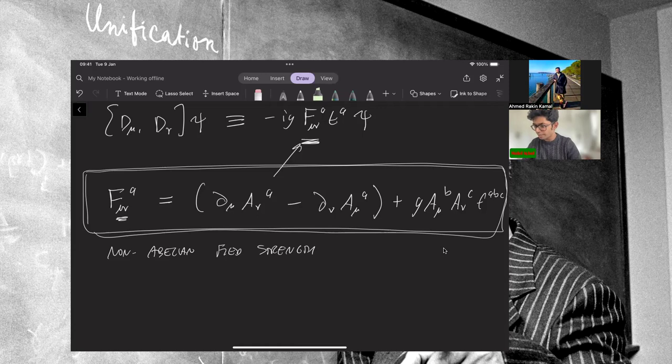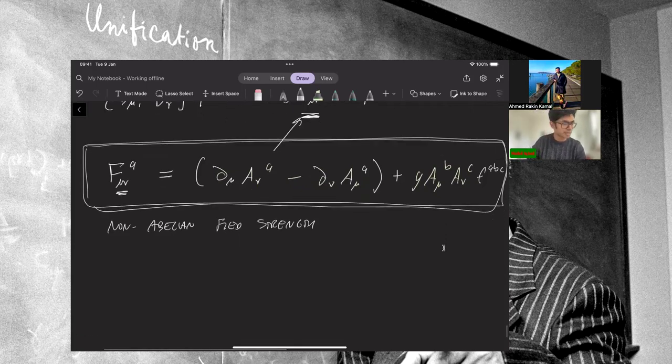This part here was already present in the abelian gauge theory. This part here is new and comes from the non-abelianness of this thing. You need this because without that, this thing is not gauge invariant. And you can check that under a gauge transformation, F mu nu transforms like this. So I shouldn't say that it's gauge invariant.